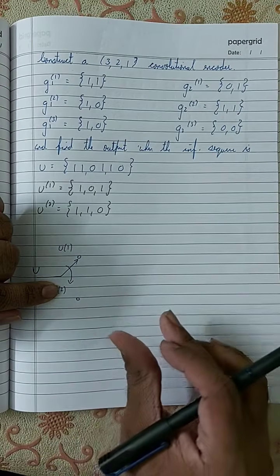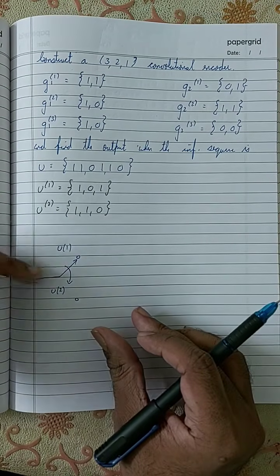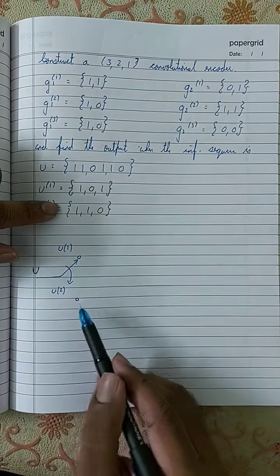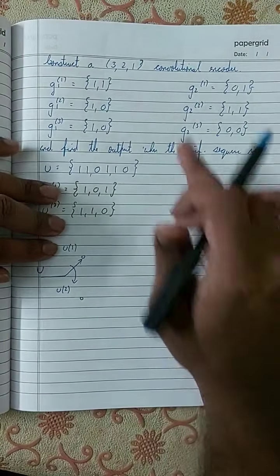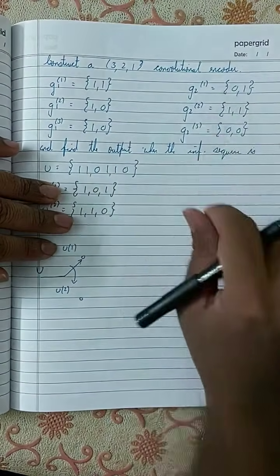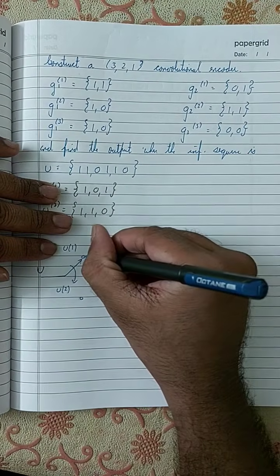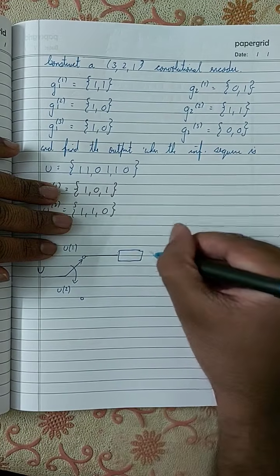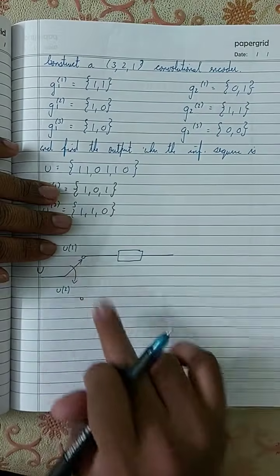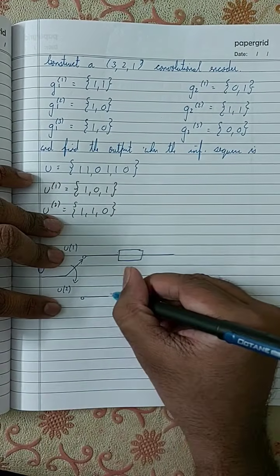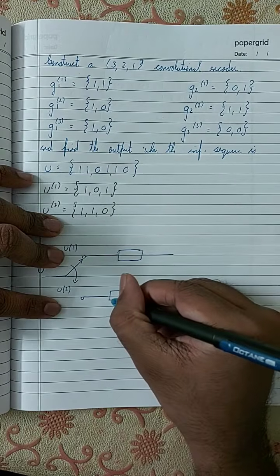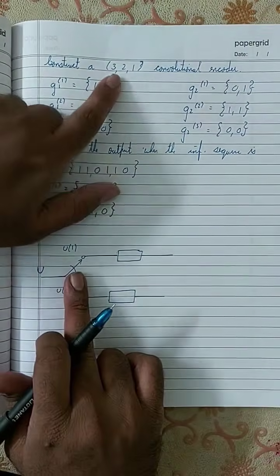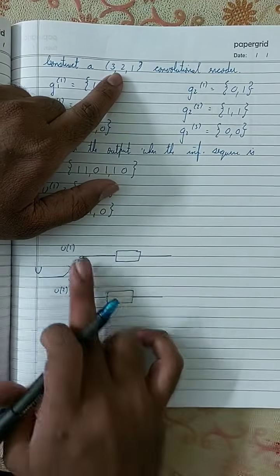At a single given time, the switch U changes between position 1 and position 2. The first bit will enter here, the second bit will enter here. Since the value of m is equal to 1, there is only one shift register block for each input. This is the one shift register block for U of 1, and this is the other shift register block for U of 2. This means k is equal to 2 and m is equal to 1.